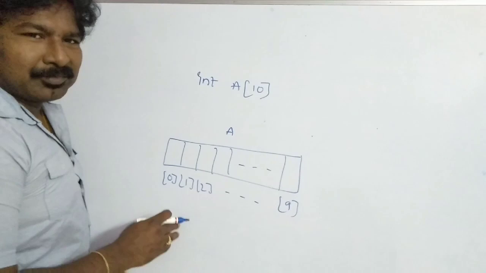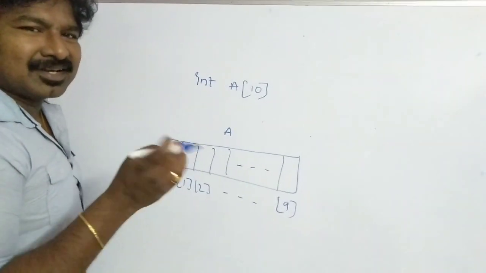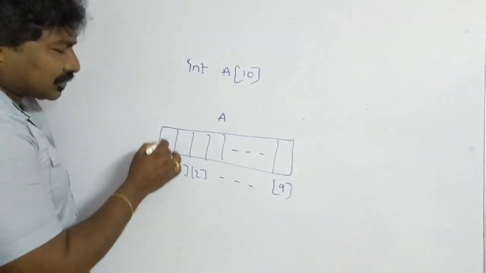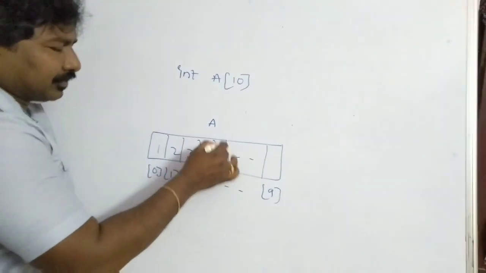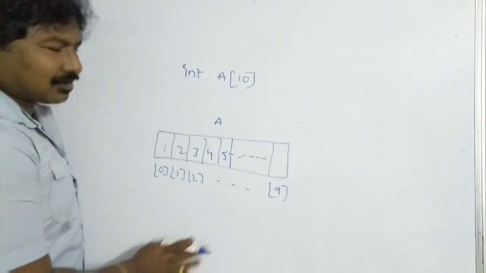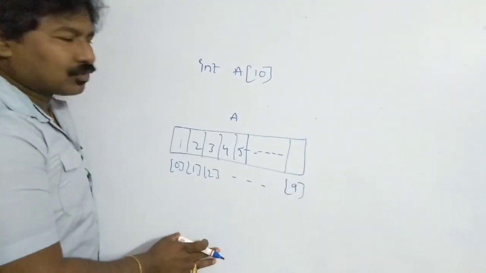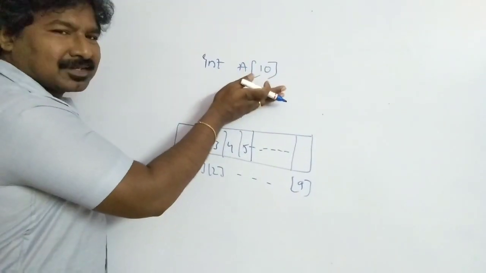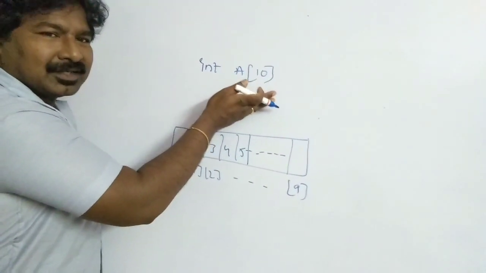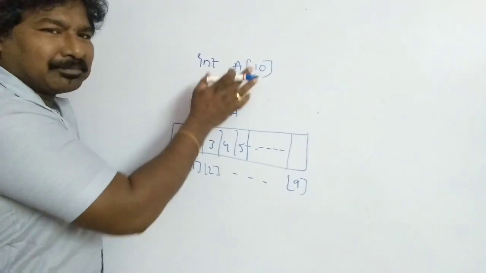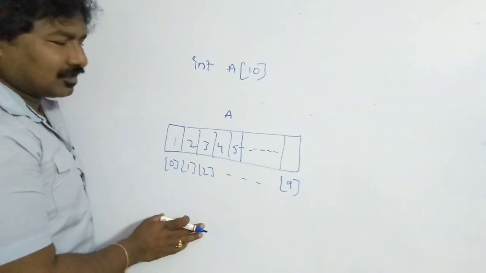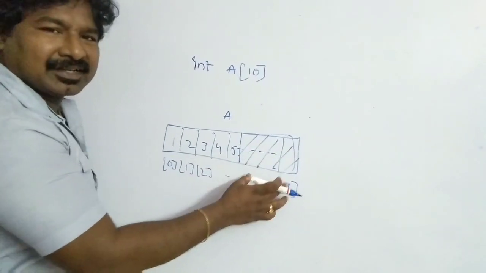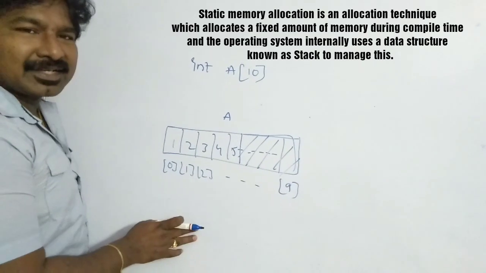Later in the program, if I want to decrease the number of elements, that means I want to store only 5 elements, 1, 2, 3, 4 and 5, all the remaining 5 elements' memory gets wasted. You cannot remove this memory because the size of the array is fixed statically, before execution, during compile time. So half of the memory gets wasted. So this is one case.